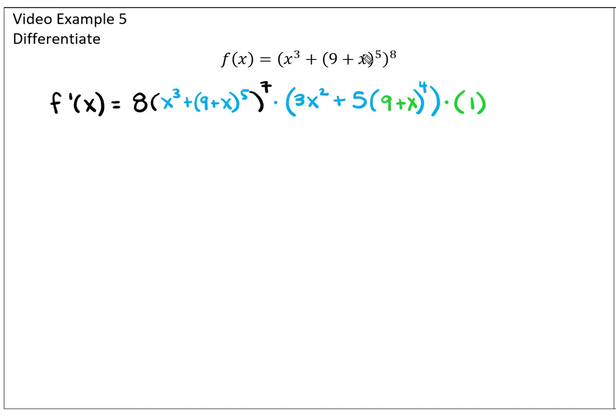We have the outermost parentheses, which was to the power of 8. The 8 came down. We took it to a power of 7. We then wrote the inside without changing it at all. Then we took the derivative of the inside over here. So that's 3x squared plus 5 parentheses to the 4th. We take the inside of that parentheses without changing it at all, and then we multiply by the derivative of the parentheses. Now that we verified it, it's all correct, we're done.